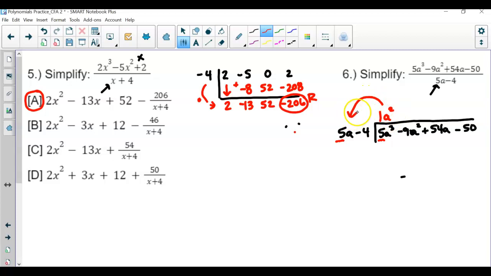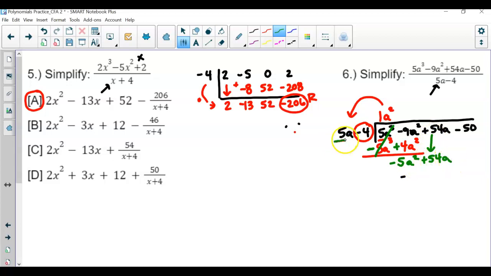Then multiply. When we multiply here, we know we're going to match up 5a cubed, but don't forget to multiply, right, to the -4. 1 times -4, -4a squared. Then what do we do? Change the sign. So this is now negative and positive. So here you get 0, but -9 plus 4 is -5, a squared. Then bring down the next term and we start all over again.